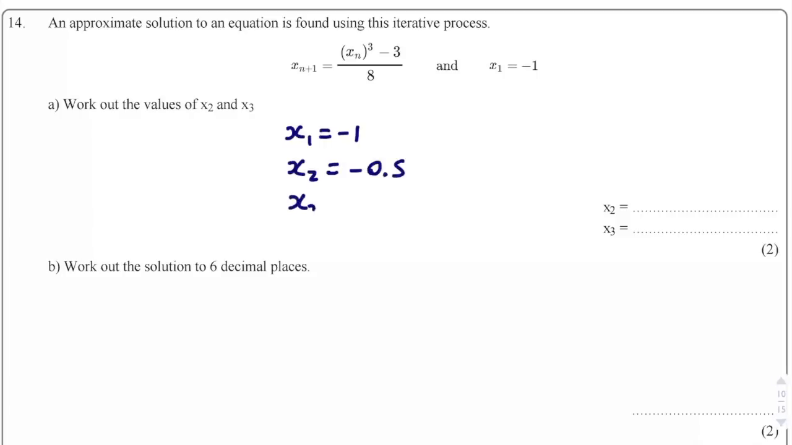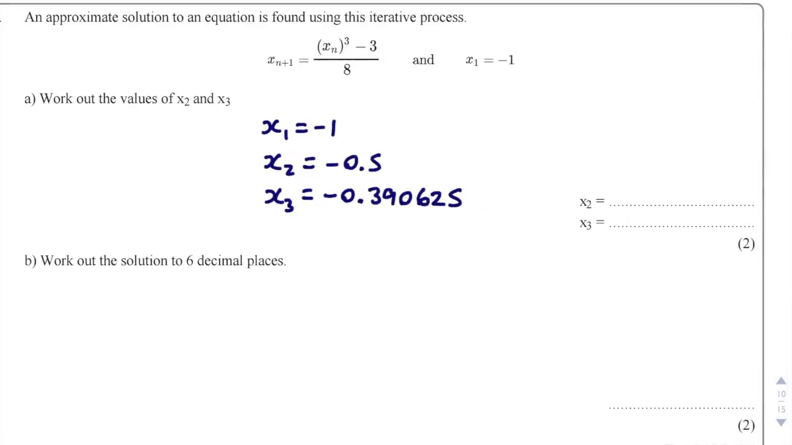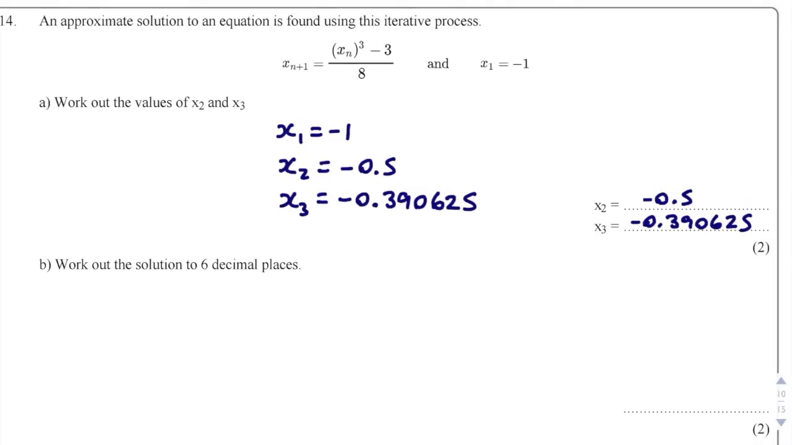Now x3 we can get just by pressing equals again. We get an answer of minus 0.390625. And there are our values for x2 and x3: minus 0.5 for x2, minus 0.390625 for x3. Part B says we've got to work out the solution to 6 decimal places.